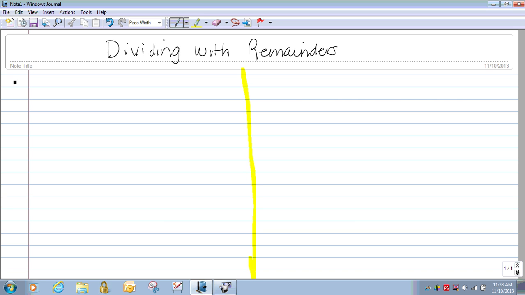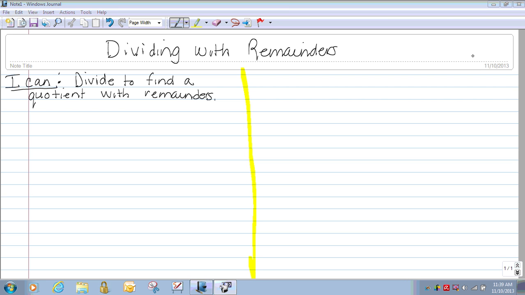We'll start our lesson with our I can statement. And we are going to be able to say I can divide to find a quotient with remainders. Push pause to write your note.